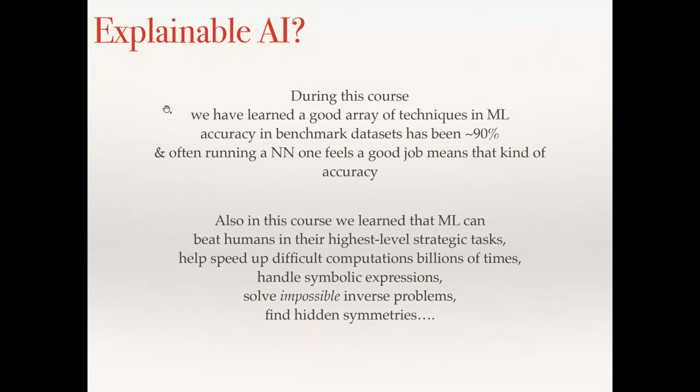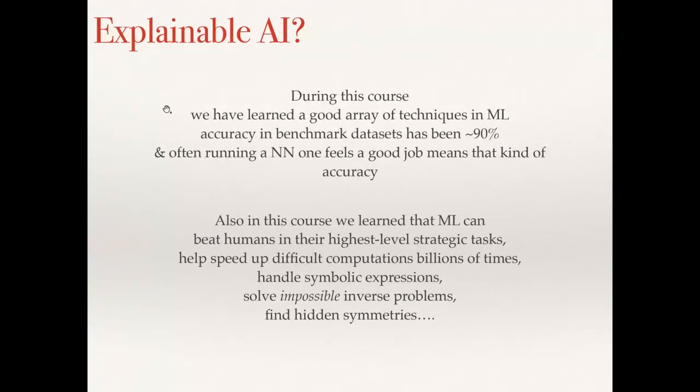And often what happens is when you have your own data set, let's say for particle physics, and you run your machine learning analysis, if you run a neural network, you often get not upset, but disappointed if the accuracy you reach is not above that threshold of 90%. Why? Because those are typical levels of accuracy that a neural network with tweaks and some work done on it can achieve. Also in the course, we learned that machine learning can do amazing things.